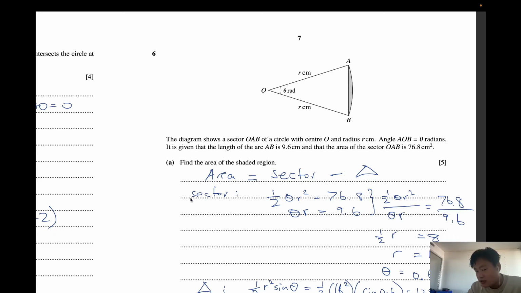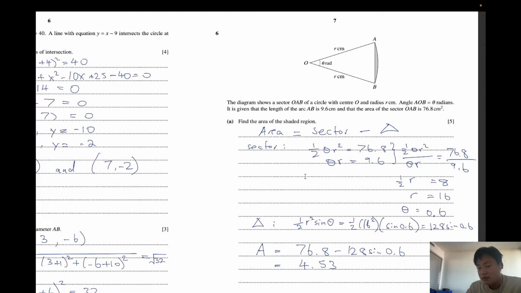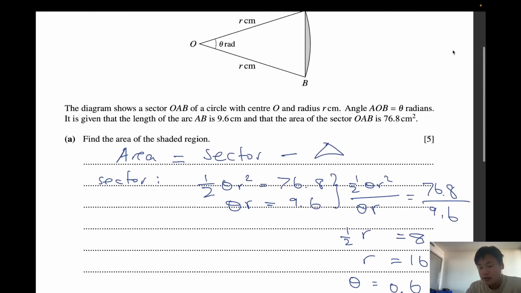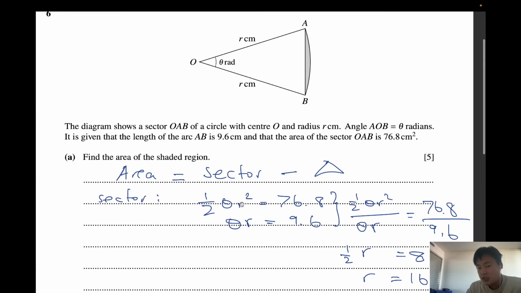Let's focus individually on the sector of the circle. It's much easier to keep track of one thing at a time as opposed to all of it in one line of working. Are you following this so far? So this is where we just look at the sector of the circle. And if we're doing the sector of the circle over here, isn't that just going to be 1/2 theta r squared equals 76.8?